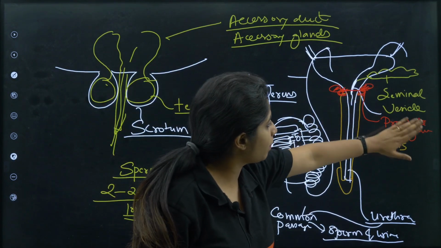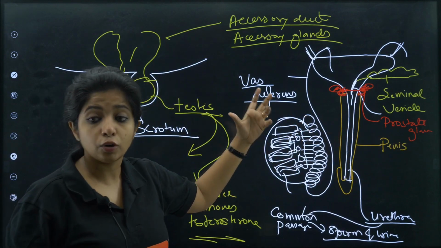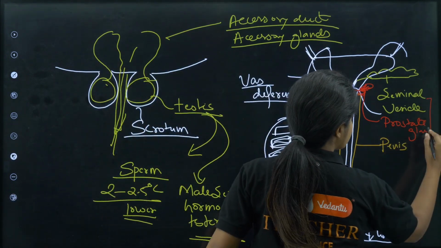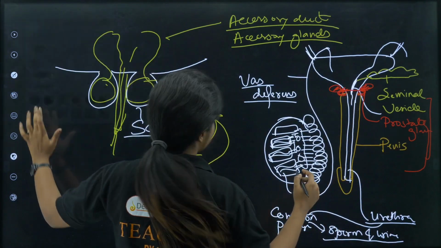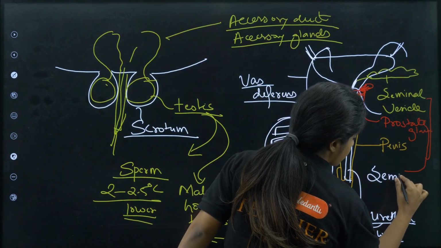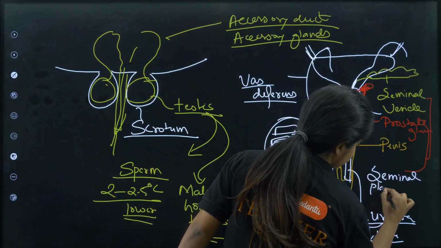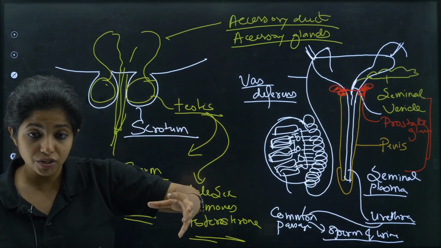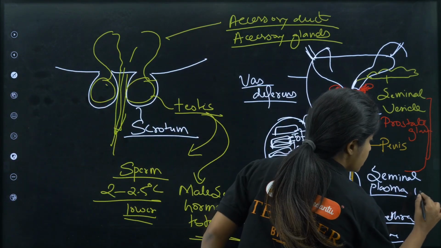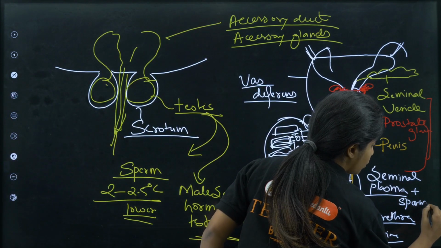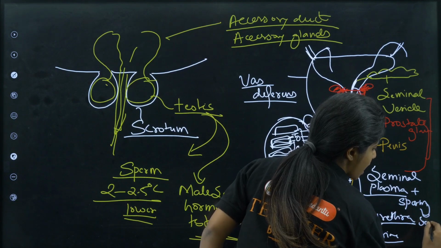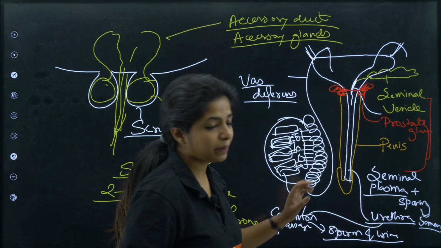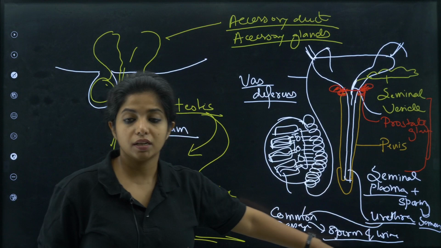So anyways, this seminal vesicle, this prostate gland, the Cowper's gland together, they are all going to give rise to some secretion which is known as seminal plasma, which is given in your NCERT. It is going to give rise to what? Seminal plasma. So these secretions, seminal plasma plus the sperms together, what do you call this as? You call this as semen. Seminal plasma plus the sperm, you call this as semen.